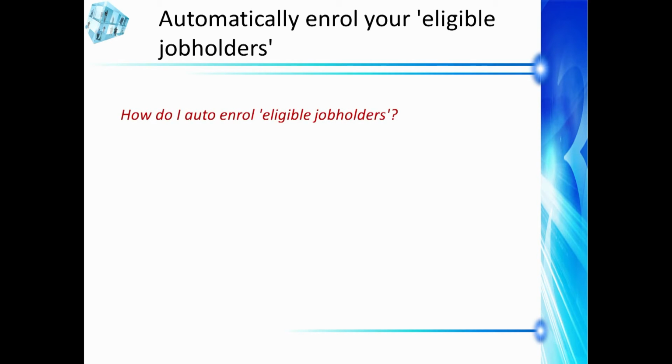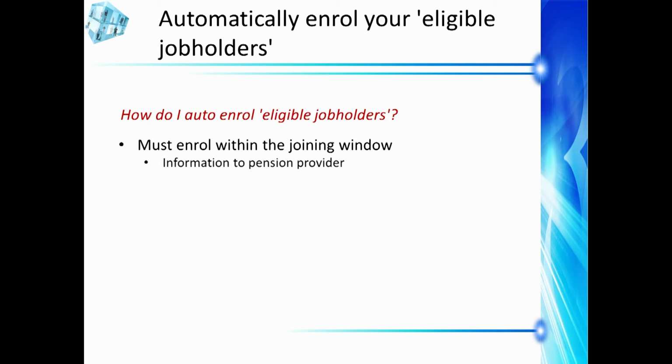How do you automatically enrol eligible job holders into a pension scheme? There is something called the joining window, and the joining window is basically 6 weeks from your staging date. And in that joining window, you need to provide the information to the pension provider so that they can auto-enroll those workers. So you need to provide the details: the full name, address, gender, date of birth, national insurance number, and all this sort of information the pension provider needs.